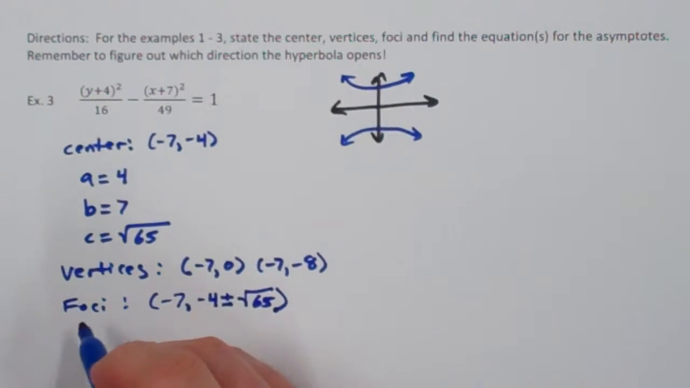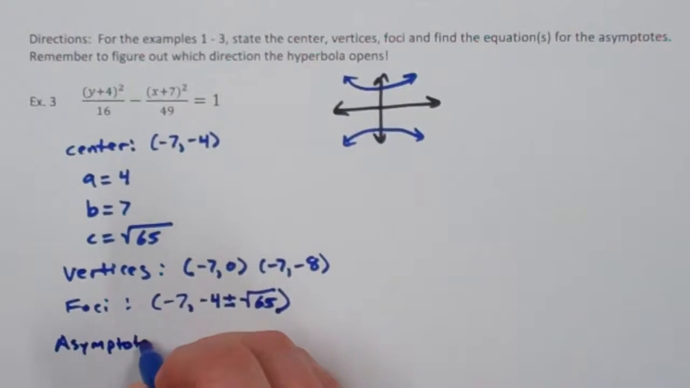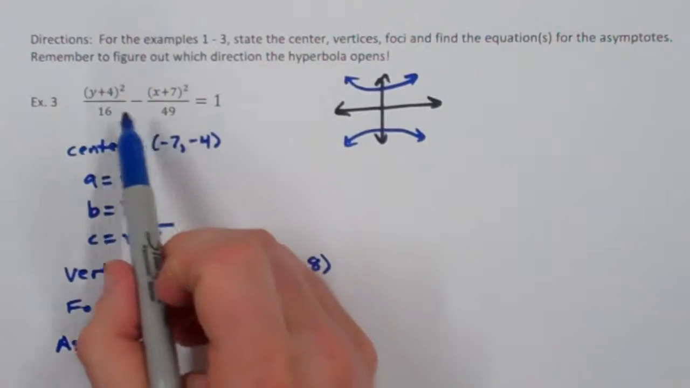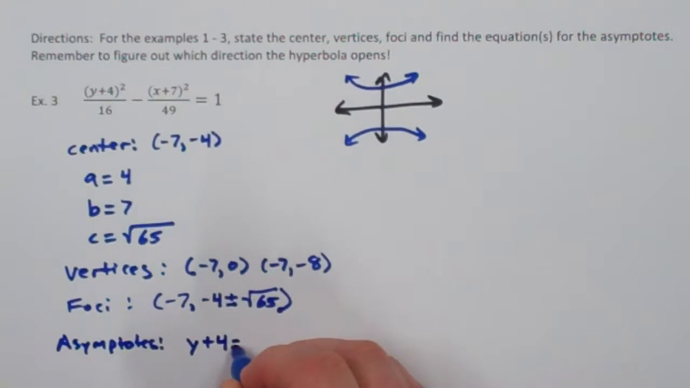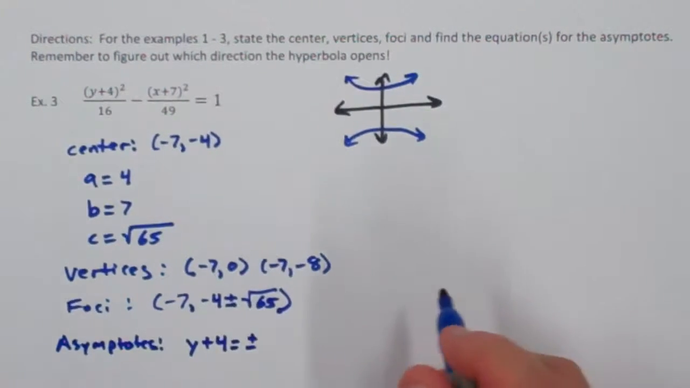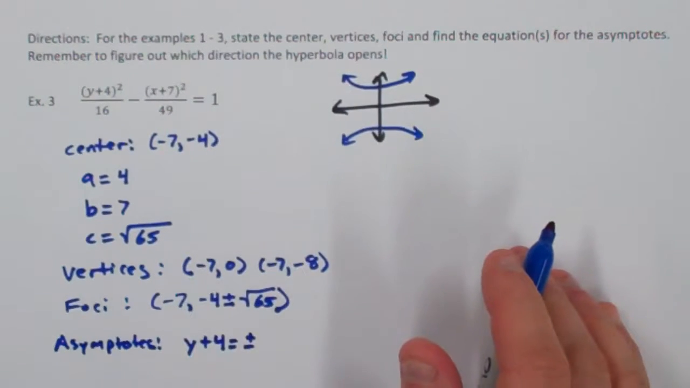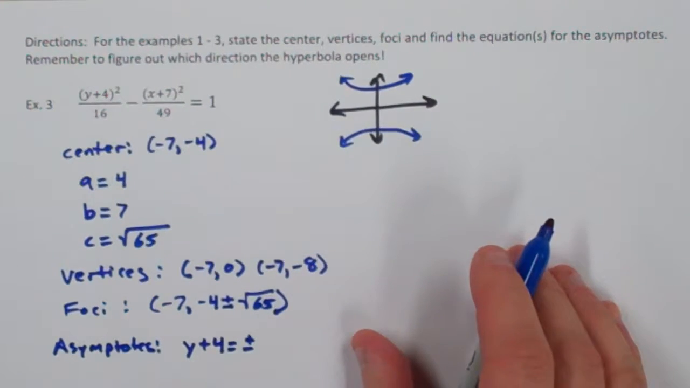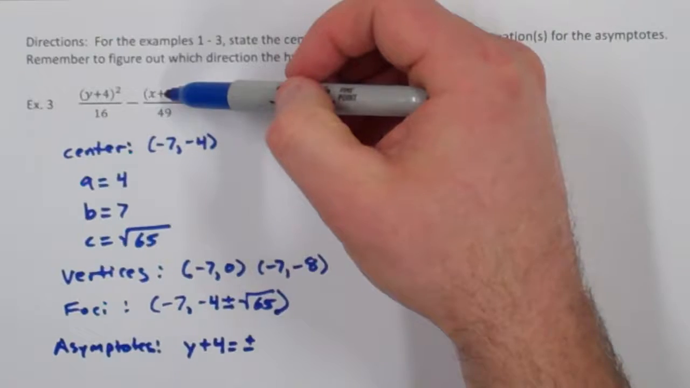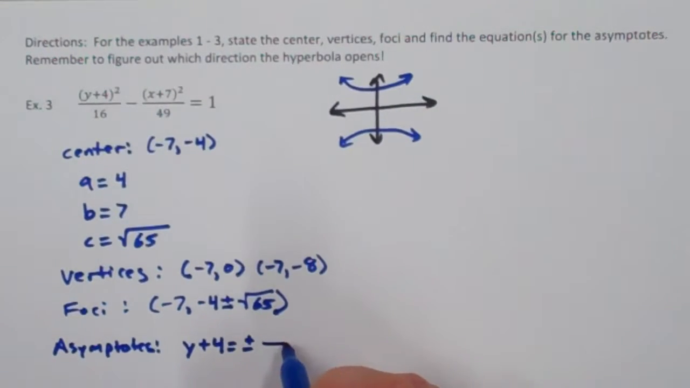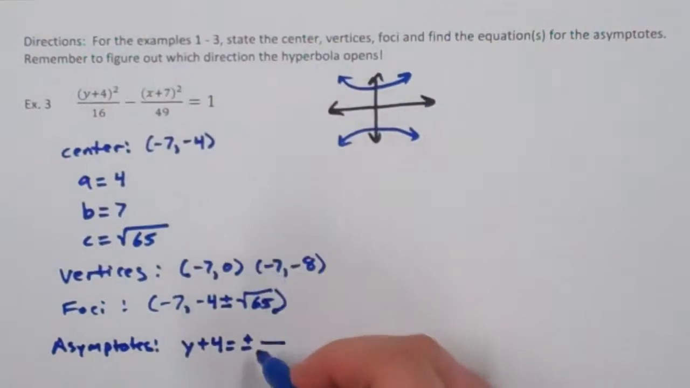Now for the equations of the asymptotes. We've got whatever we see here for the y part, so it's y plus 4. Plus or minus, we've got to figure out if it's b or A. I recommend, though, that all you do is look under the y term. So it doesn't matter where the y term is. The number that's going to go on top of this fraction is going to be the square root of the number underneath here. So that's going to be a 4.